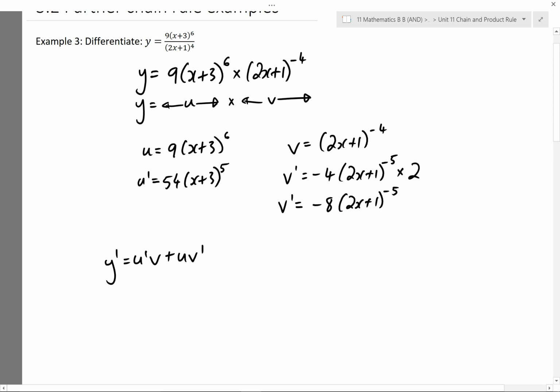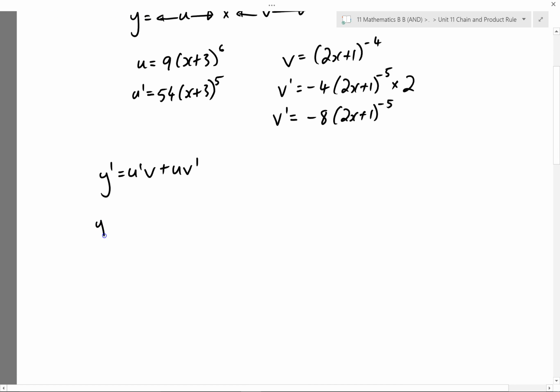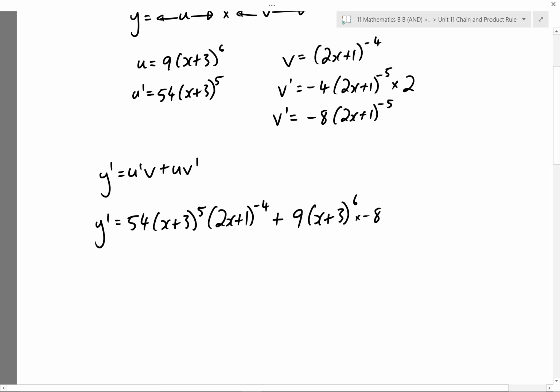Okay, so I'm going to substitute in these 4 expressions. u dash is 54(x+3)^5, v is (2x+1)^-4. And then I'm going to add u multiplied by v dash. So since this is a minus 8, I'll just put a multiply sign in between it so I don't get confused later on and think that I'm actually subtracting 8.